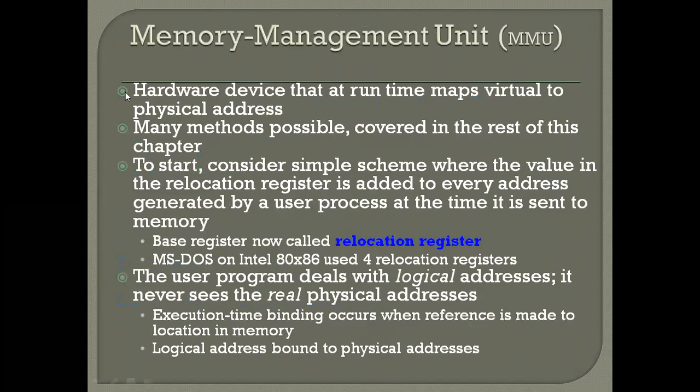And the memory management unit is a hardware device that at runtime maps virtual to physical address space, and many methods are possible, covered in the rest of this chapter. But to start with a simple scheme, the value in the relocation register is added to every address generated by a user process at the time it is sent to memory. So the base register is also known as a relocation register, and the user program deals with logical addresses; it never sees the real physical addresses.